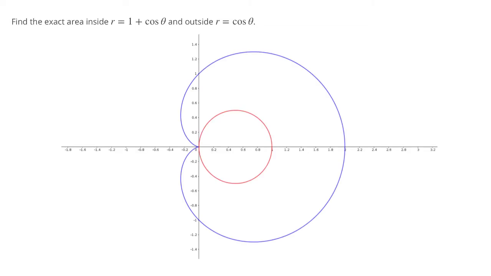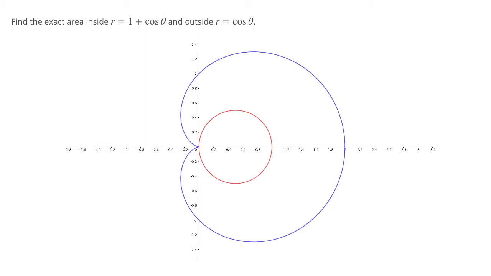So what we have is the blue curve, which is going to be our cardioid of r is equal to 1 plus cosine theta. And then on the inside, we have just our regular circle where we have r is equal to cosine theta. And so what we want to do then is to find the area between these two curves. Well, one thing, when we retrace those curves out, we have different values for the interval of parameterization for these curves.